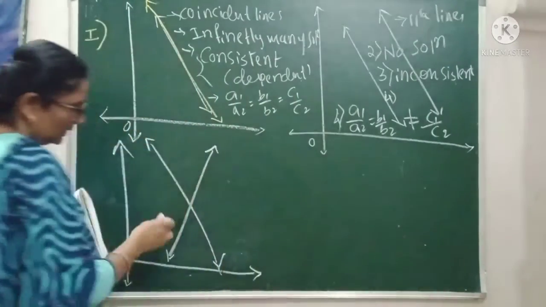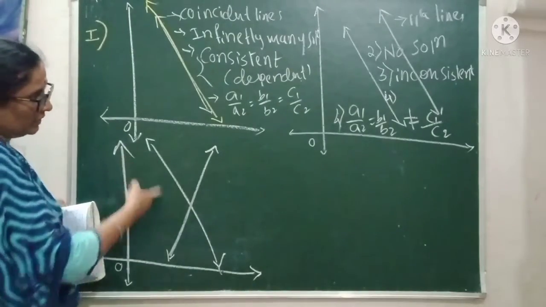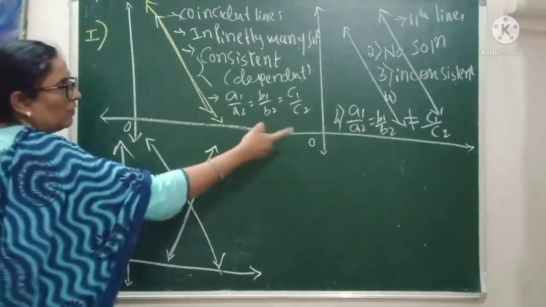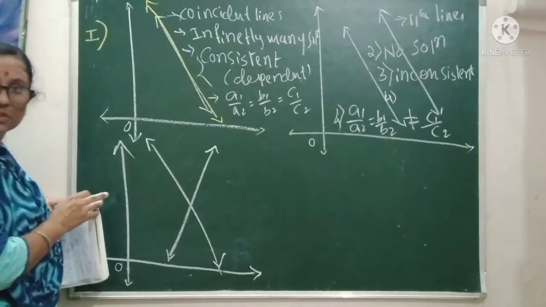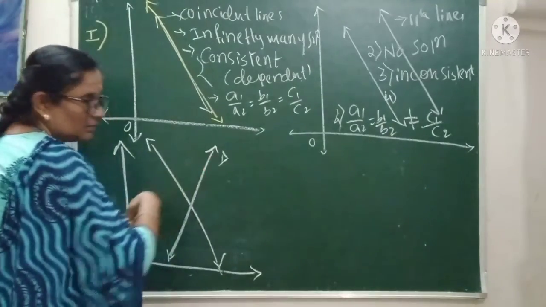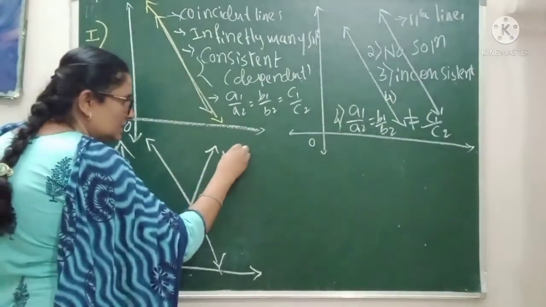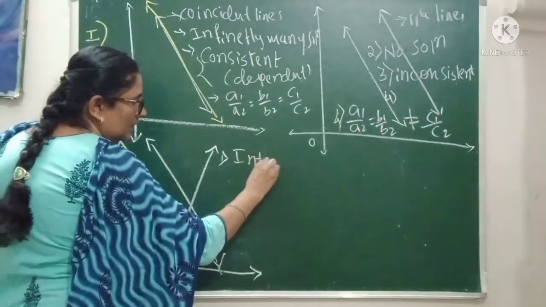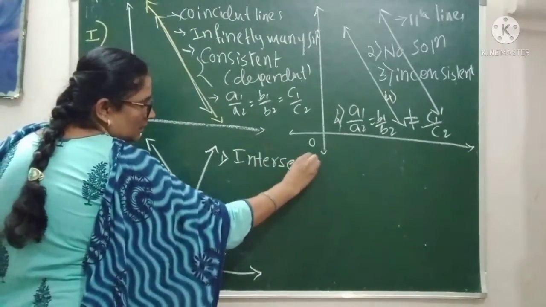Now I will move to the third concept. What are you going to get here? These drawings are for linear equations. Very simple. The first one, what are you going to get here? These two represent intersecting lines.